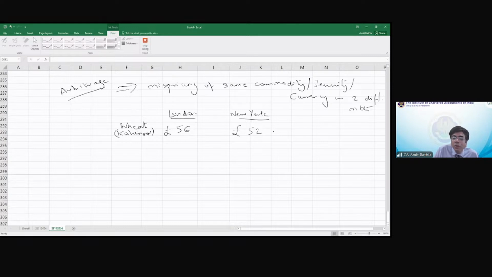Obviously in New York it will sell in USD, but for a moment I am taking the equivalent value in New York as 52 pounds. Now you can see that per kg there is a price differential of 4 pounds. As long as the cost of transporting from one place to another is less than 4, it becomes a good business. So a lot of people will start importing wheat from London and selling it in New York.